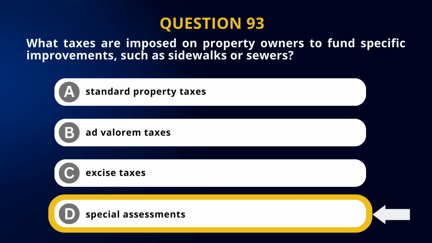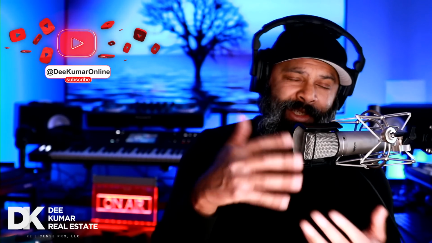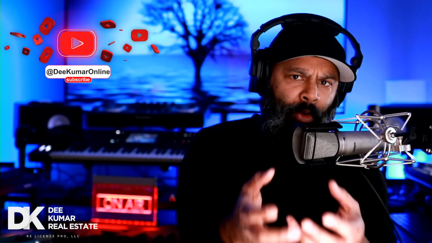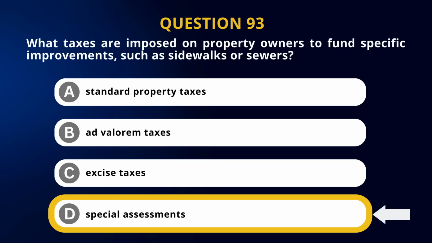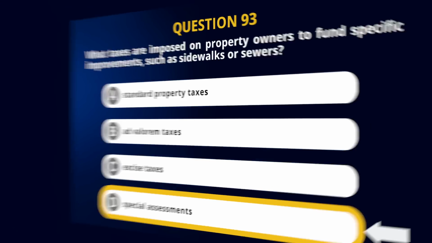So we want to know what a few of these items are: ad valorem taxes for sure, and special assessments. And these are the 2 standouts. Standard property taxes are ad valorem taxes. So that's another kind of really watered down way of describing them, which they're not going to do. They're going to call them ad valorem taxes. So there are 2 types of taxes: ad valorem and special assessment.